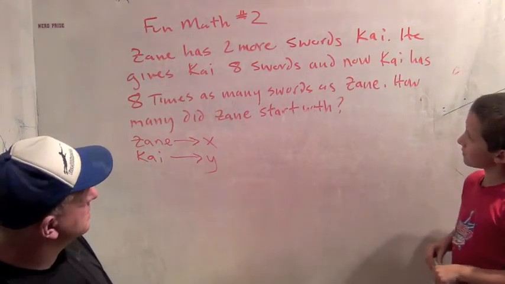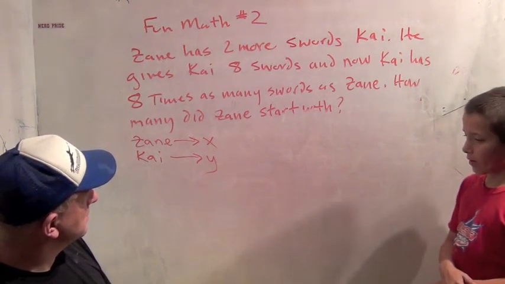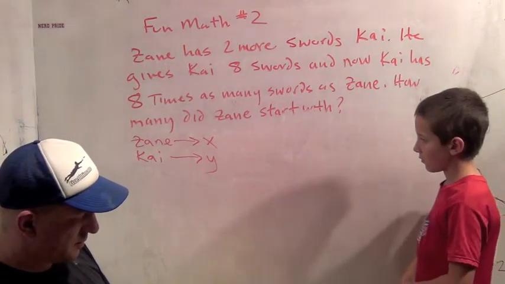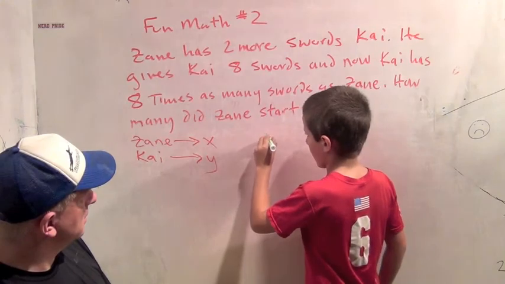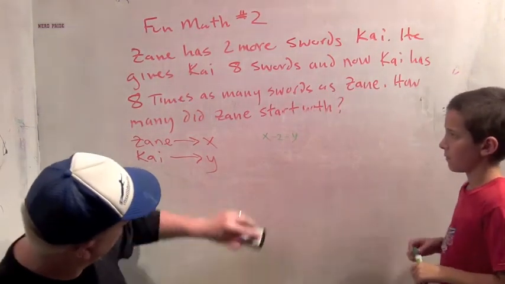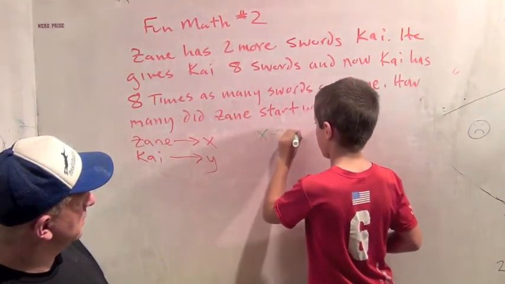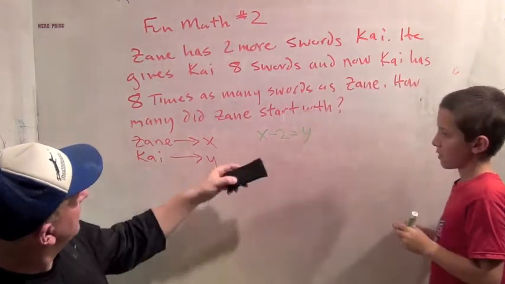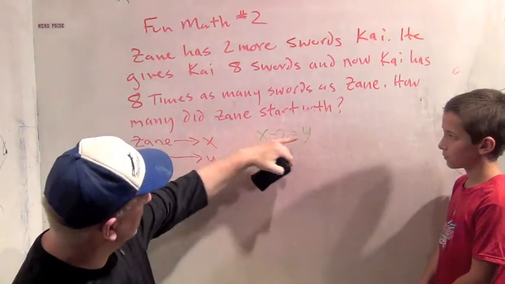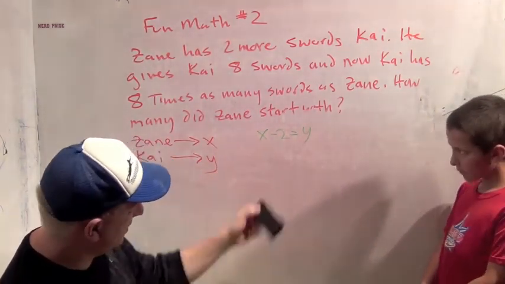Okay, what does it say? Well, it either says X minus 2 equals Y, or Y plus 2 equals X. Which one do you want to write down? Let's write X minus 2 equals Y. Write that a little bit bigger so it shows up on camera. X minus 2 equals Y. So this says Zane has 2 more swords than Kai. In other words, if Zane has 20 swords, Kai might have 18, and 20 minus 2 is 18, right? Yep. So that's that equation.